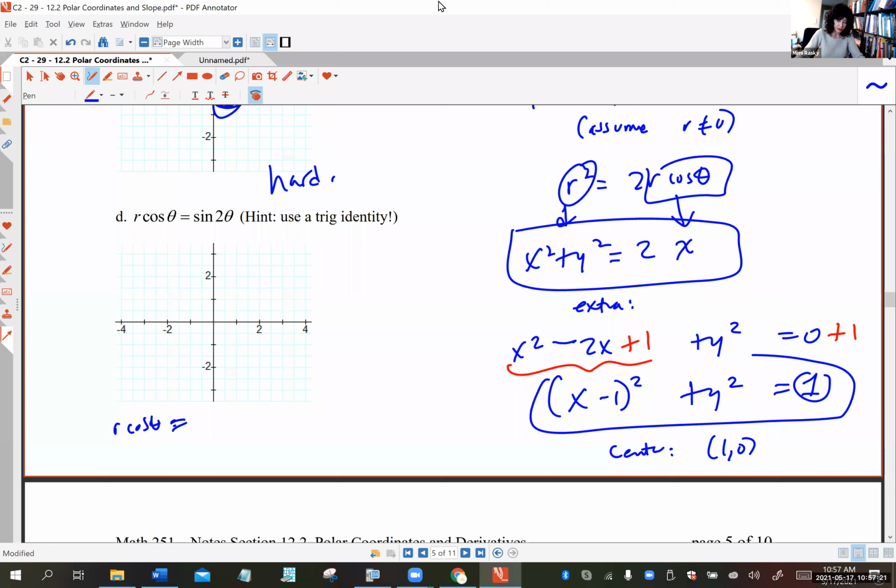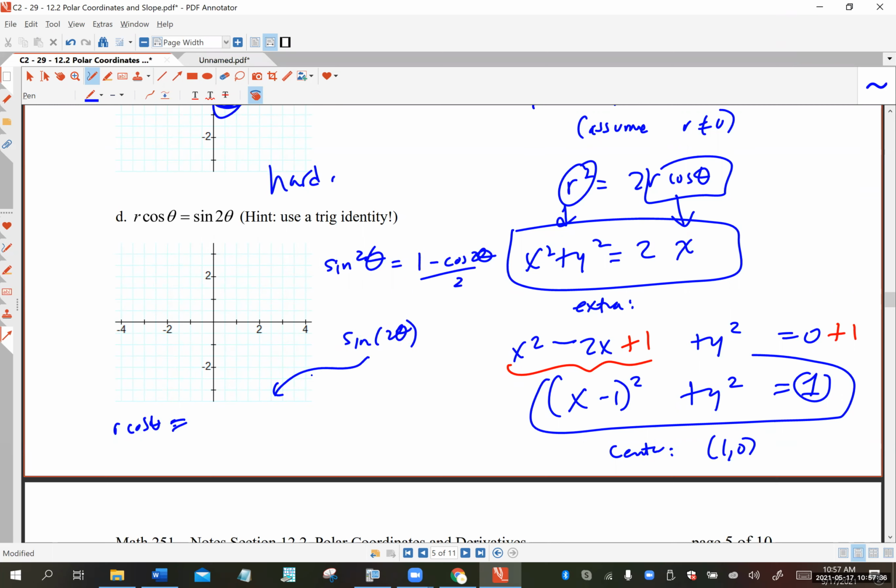Nobody knows? 1 plus... careful. You're thinking sine squared. Sine squared is this, which is true, but this is sine of 2 theta. 1/2 sine theta cos theta. You're close. It's 2 sine theta cos theta. So why is that helpful? Just go with it.